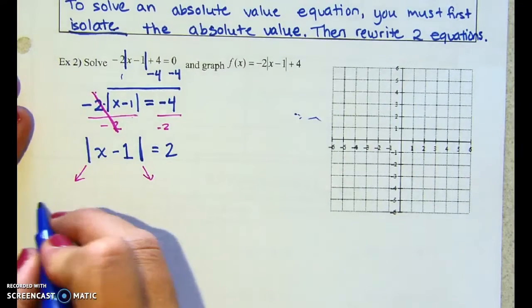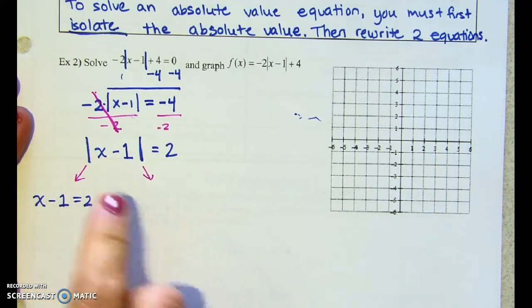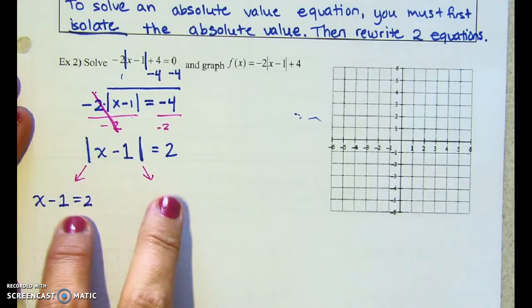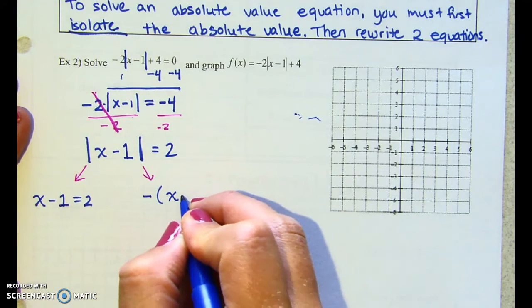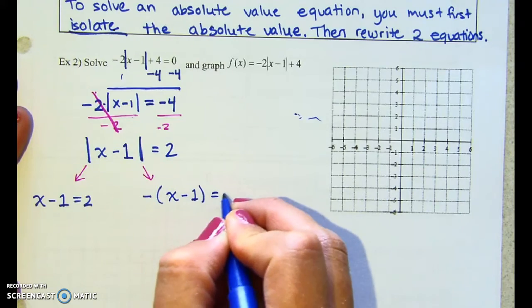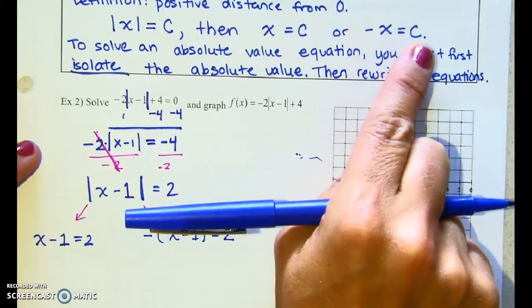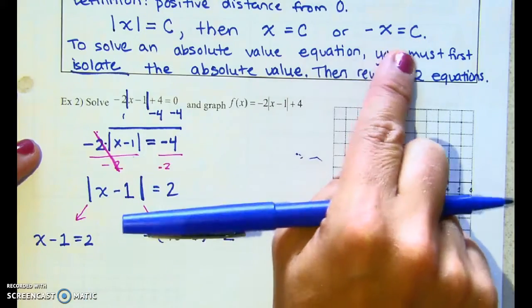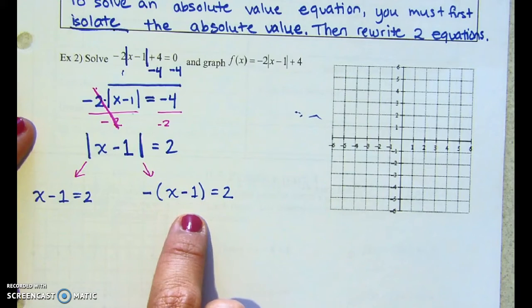So the first equation is going to look like this. X minus 1 equals 2. No more absolute value. By writing the two equations, you're getting rid of the absolute value. The second equation looks like this. Where did that come from? Up here. Negative x equals c. So x equals c or negative x equals c. So you have to put a negative in front of whatever's on the inside.